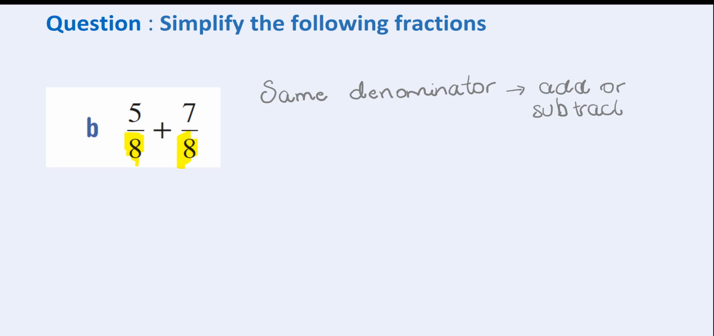So if the numbers at the bottom are the same, you can go ahead and add the top numbers. So here I'm going to add 5 and 7, the top numbers of the two fractions, which gives me 12. So in that case, you end up with 12/8. So you don't change the number at the bottom. You just leave that. You just add the numbers at the top.